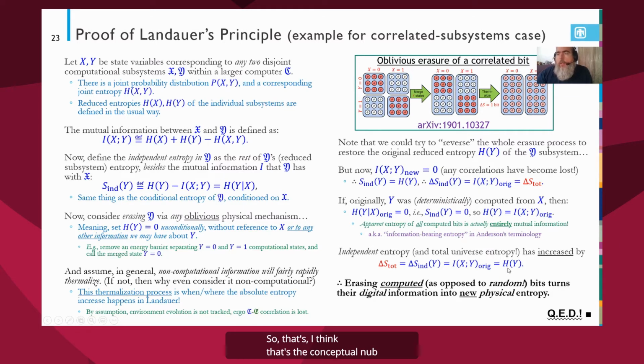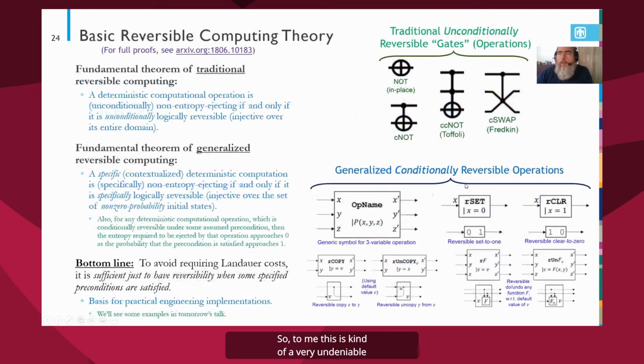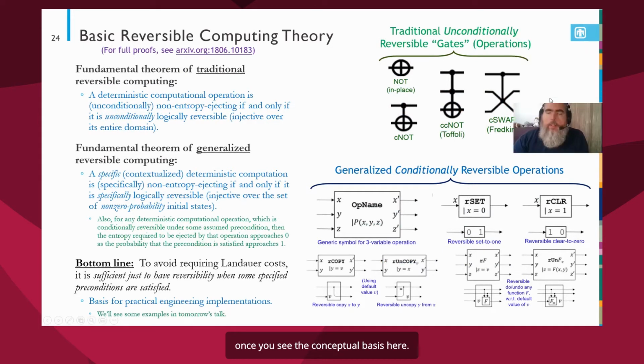Okay, so I think that's the conceptual nub of Landauer's principle that a lot of authors have simply missed. But once you see this, it becomes quite clear that Landauer was perfectly correct when you're talking about computed bits that contain known information or correlated information. There is an entropy increase associated with expelling those to the environment and letting them thermalize. To me, this is very undeniable and very obvious once you see the conceptual basis here.